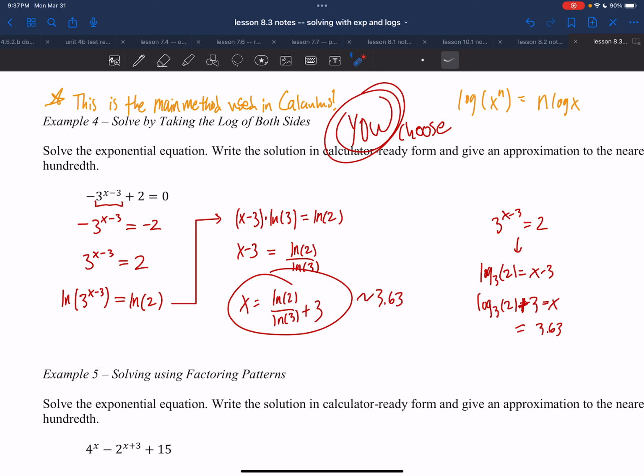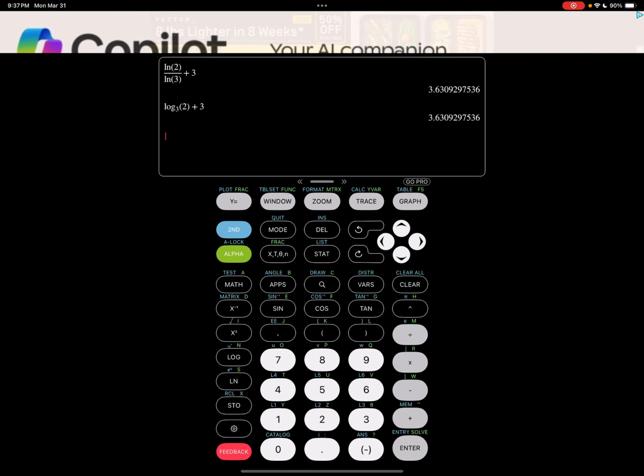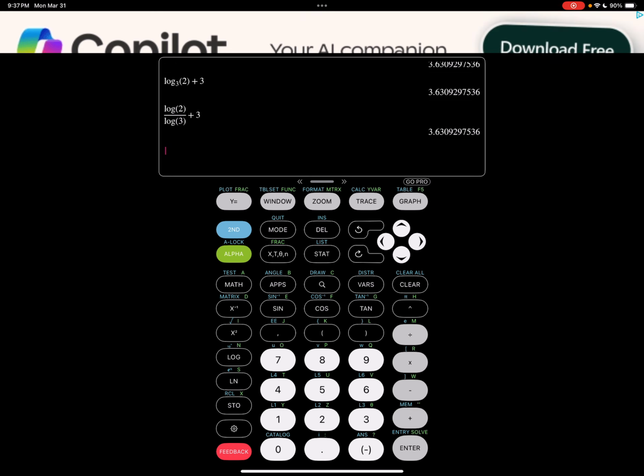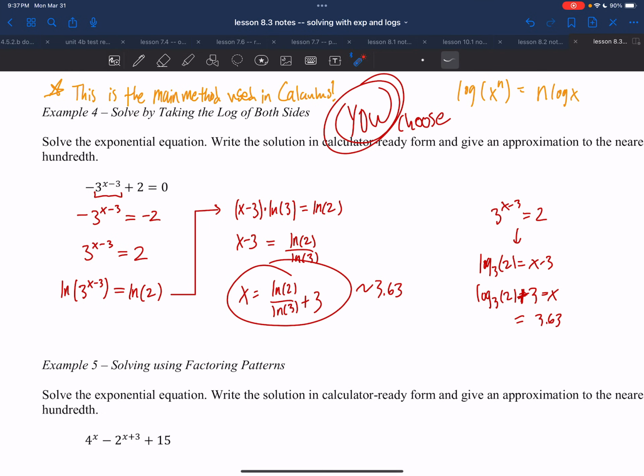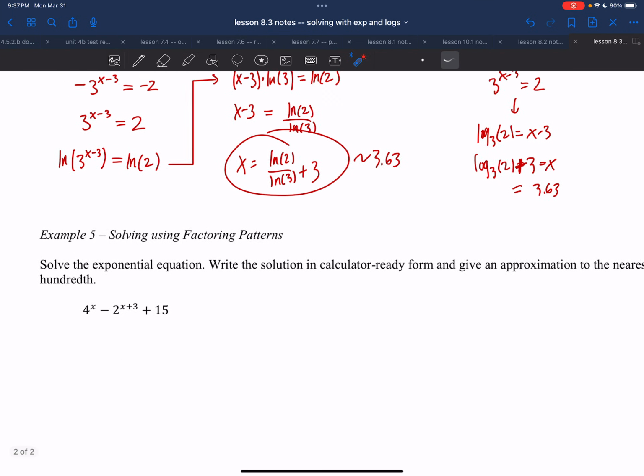There are some questions that'll tell you what base to use. Again, I chose ln, but you could have done the exact same thing with common log, right? And to show you in the calculator, if you did log of 2 and log of 3 plus 3, not minus, plus 3, you get the exact same decimal value, right? So it doesn't really matter. The base did not matter there. They actually all come out to the same thing, which means if you have a calculator, it's going to work out no matter what. Okay, so that is that.